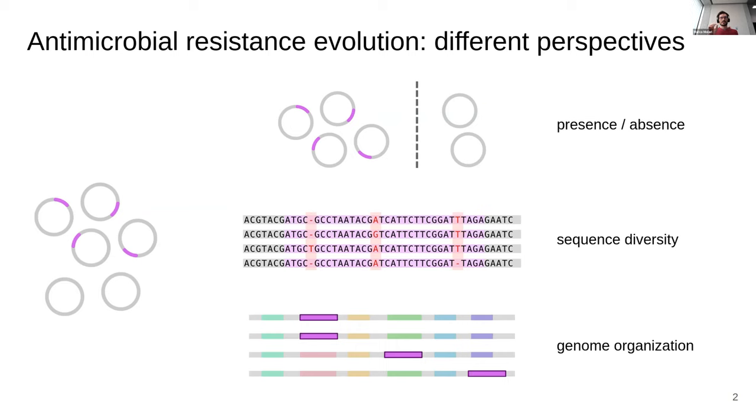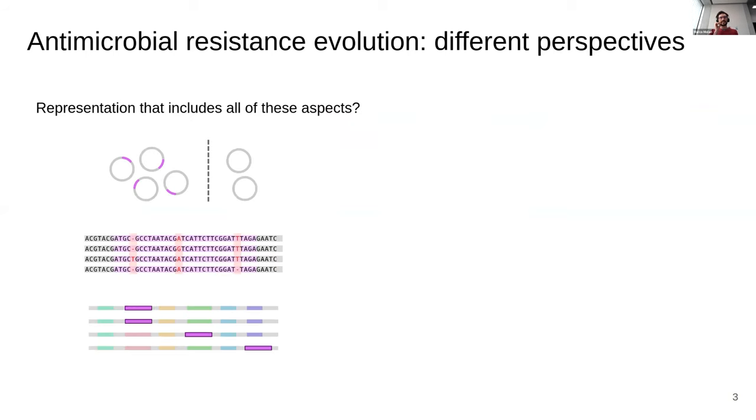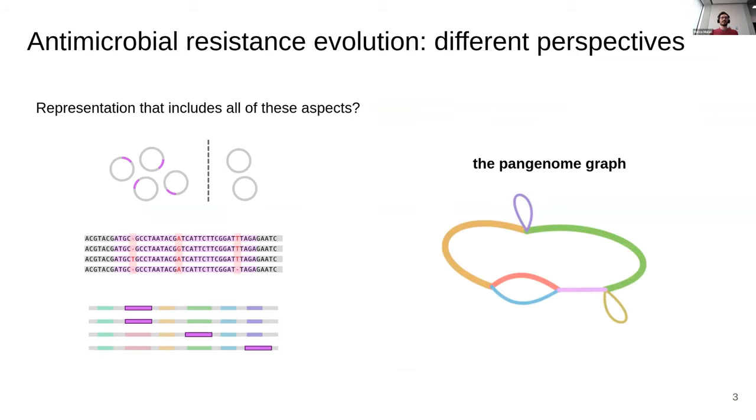And then since many of these cassettes are mobile, I also might be interested in knowing where this cassette integrates inside the broader context of a genome, or where it is placed inside of a plasmid. And what we've been interested in is finding a representation that allows one to ask meaningful questions on all of these levels. And a very natural one is the pan-genome graph.